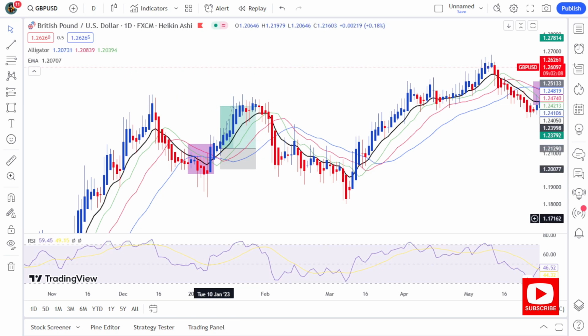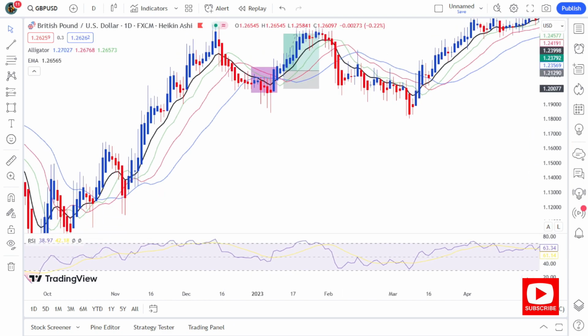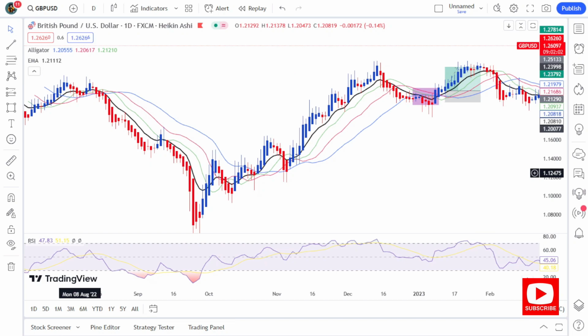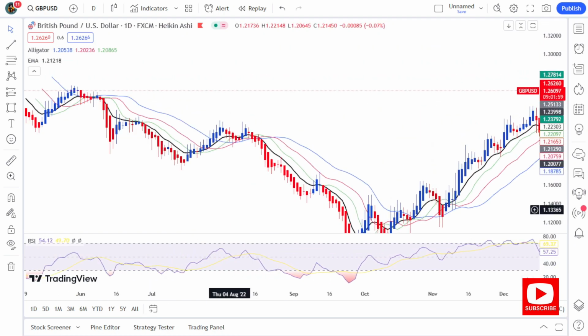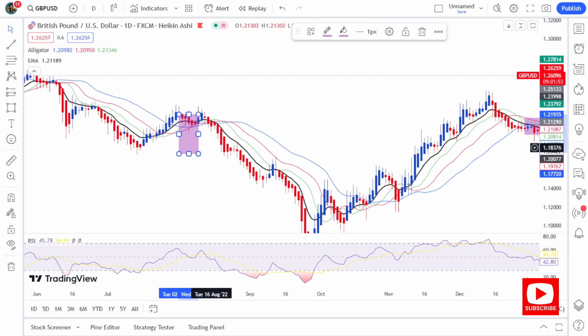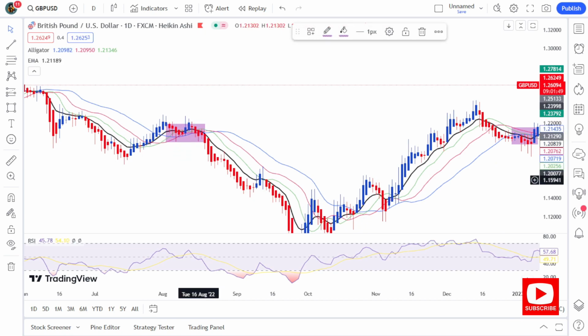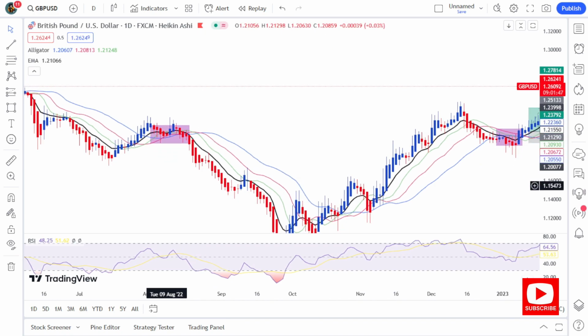Let's take one last example of the wake up point. Now here we see all the moving averages were clustered. This is to show that the Alligator was asleep. And the moving average 10 crossed the Alligator indicator, signifying a wake up point.